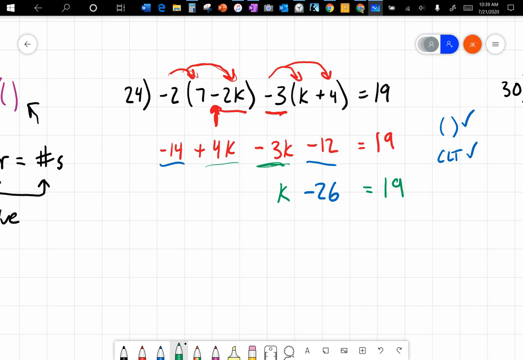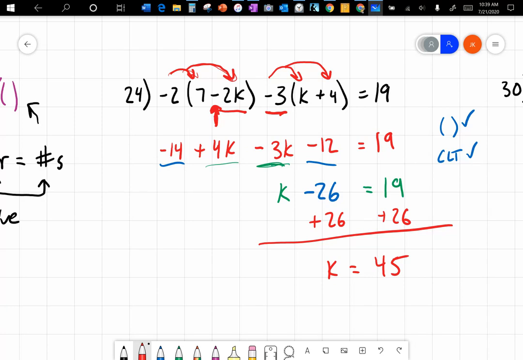Now we get the variables on one side and the numbers on the other. So, for this one, we're kind of just solving. I'm going to add 26 using inverse operations. Add 26. What I do to one side, I do to the other. And I get k equals 45.